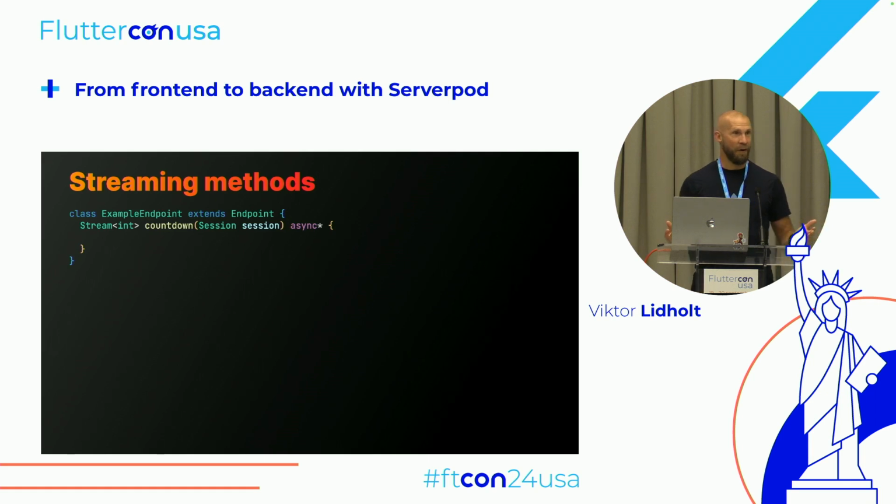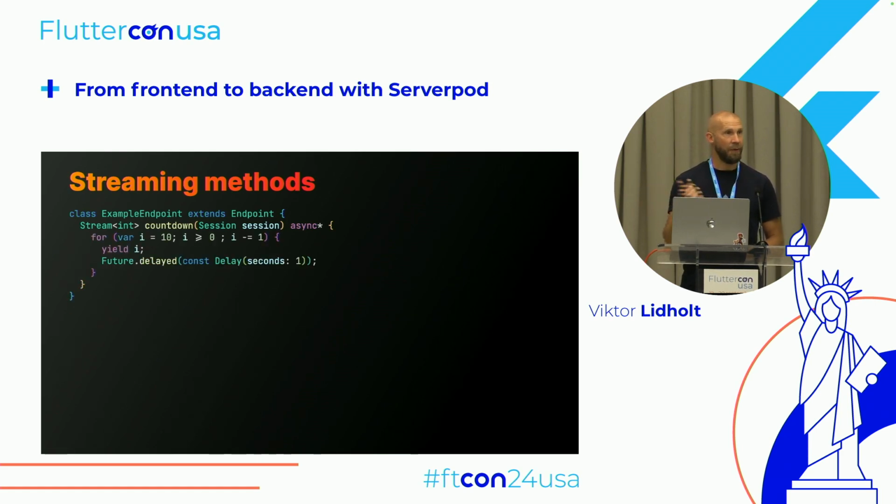So this is an example, we're back in the example endpoint. Instead of returning a future of something, you can now return a stream of something. So here we have a stream of integers, and we have a method that we call countdown. It takes the session object as usual, and then instead of just using async, we can use async star. And that allows us to yield values, so we can basically return more than one value from our method.